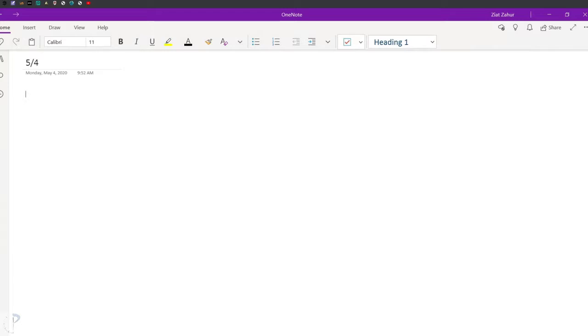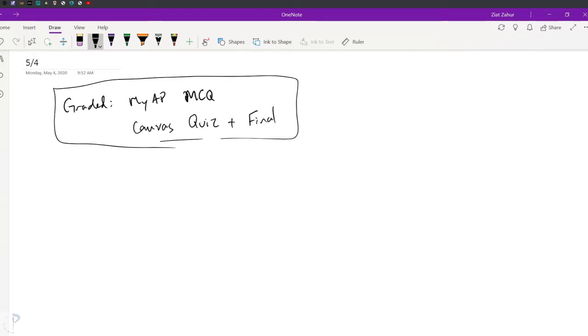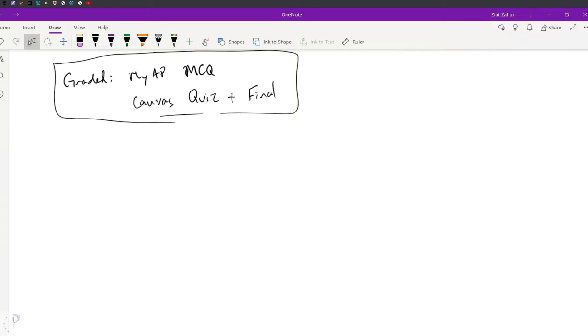I'm finishing up grading all the quizzes, so we'll go over the quizzes as soon as we're done. We'll have more quizzes throughout. Everything else is optional. The only things that are graded are the MyAP MCQ, the Canvas quiz, plus the final. So there you go. These are your graded assignments. They're in your assignments category in MyAP because when I unlock it, they turn into assignments. There's no way around it. There's no way to make it so that it's not in the assignments.